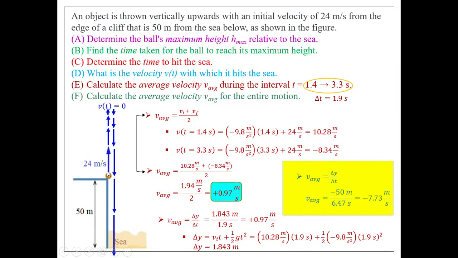It took about 2.45 seconds to rise, and then about 4.02 seconds to fall all the way back down. So that's where the 6.47 comes from. If you do this correctly, you get negative 7.73 meters per second. The answer is negative because, just using common sense, you're below where you started, so the average velocity is going to be negative.